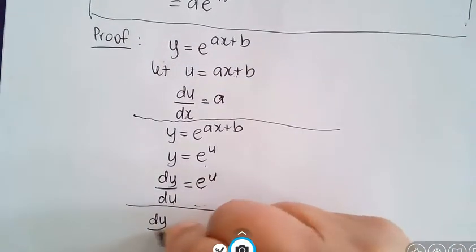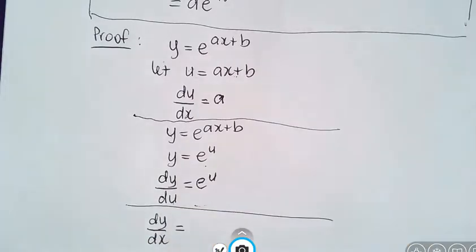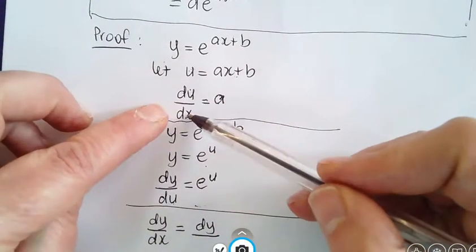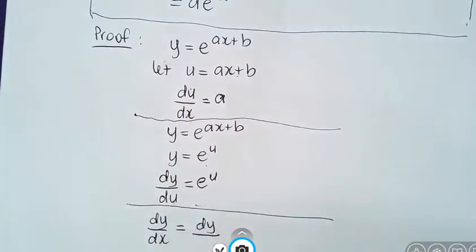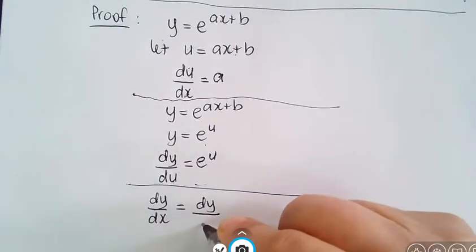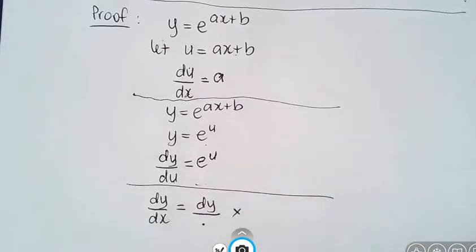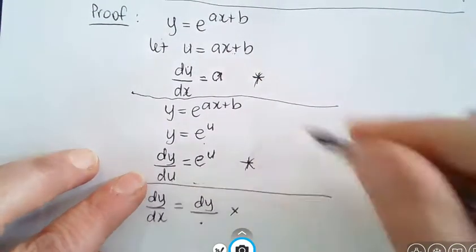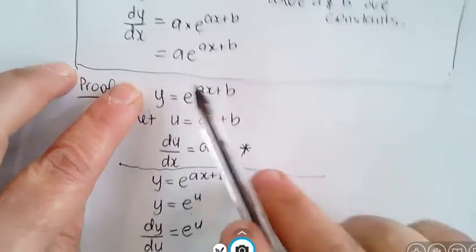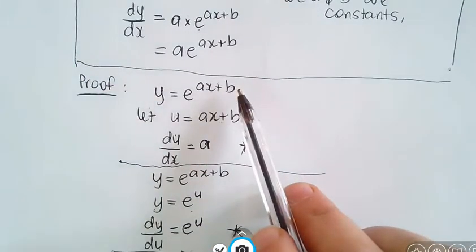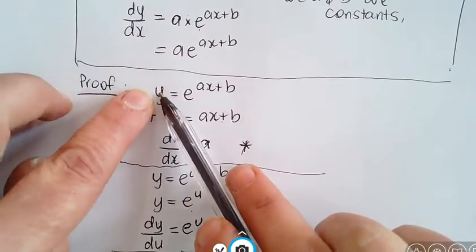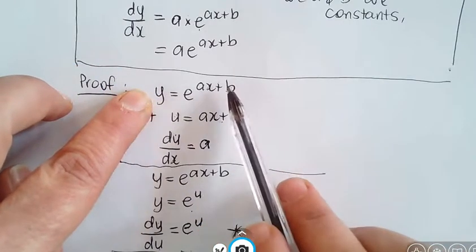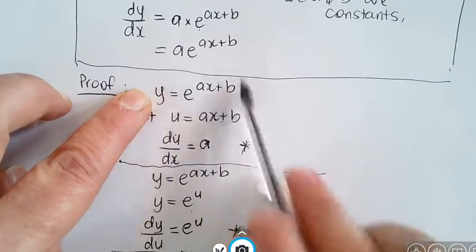Now dy/dx, but I don't have dy/dx. I've only got du/dx and dy/du. Do you remember what I do here? It's dy/du times something. What have I got? I've got these two. So I'm trying to do dy/dx here and pretend you don't know the rule. If you want to differentiate y equals e to the ax plus b, what you need is dy/dx. Let's say I don't know what the rule is.